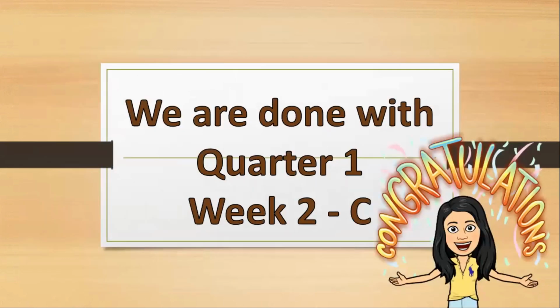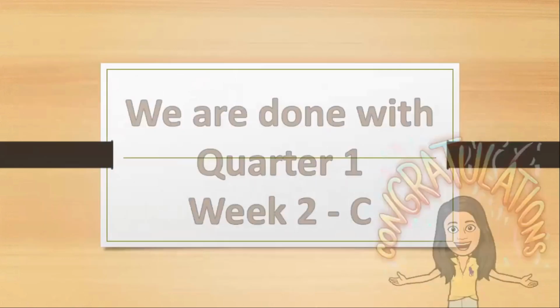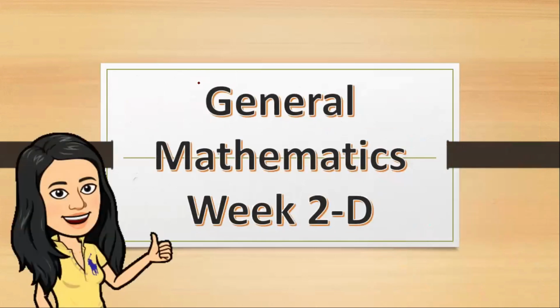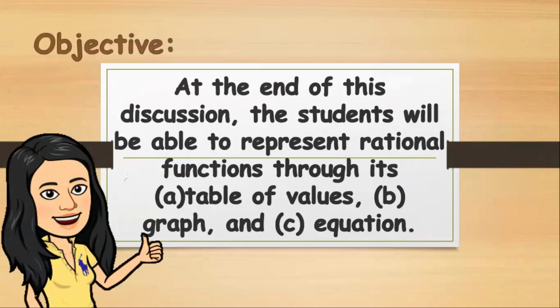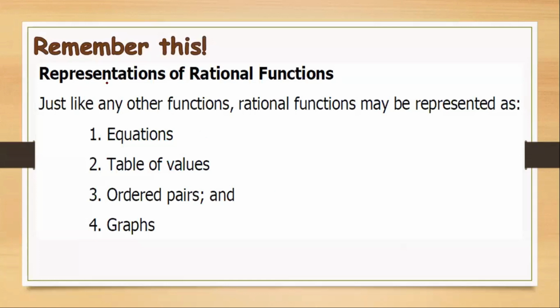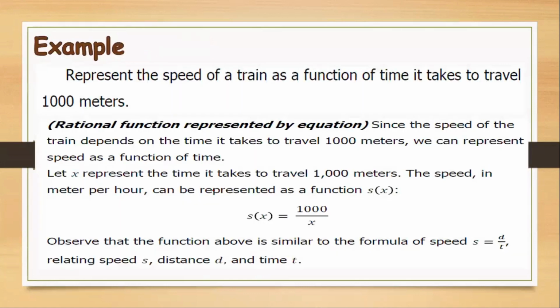Okay, we are done with quarter 1, week 2C. Let's have our week 2D now, representing rational functions. How are we going to represent rational functions? The objective is, at the end of this discussion, the students will be able to represent rational functions through its table of values, graph, and equation. Remember that the representations of rational functions can be equation, table of values, ordered pairs, and also graph.